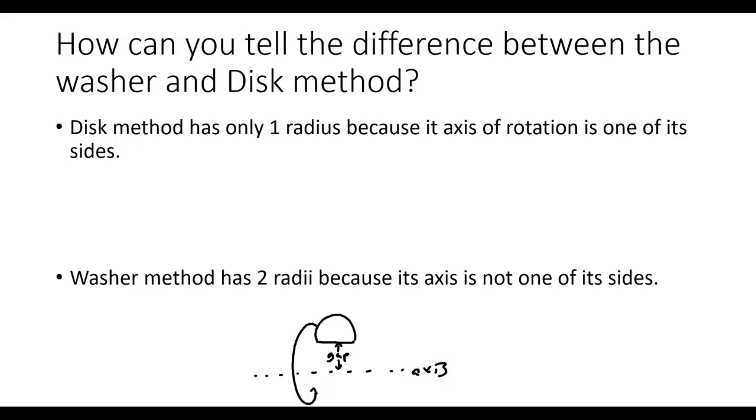Whereas whenever you do the disk method, let's say this is my area, and this is my axis. When you rotate this, there's no gap between the area and the object you're rotating. So you're going to end up with a solid object. Okay, so the disk method has only one radius because the axis of rotation is one of its sides. But the washer method has two radiuses because you have this function, which is a distance from the x-axis, and then the bottom of your shape, which is also a distance from the x-axis. So you end up with a gap. So there you guys have it. That's how you can kind of tell the difference of when to use each one.